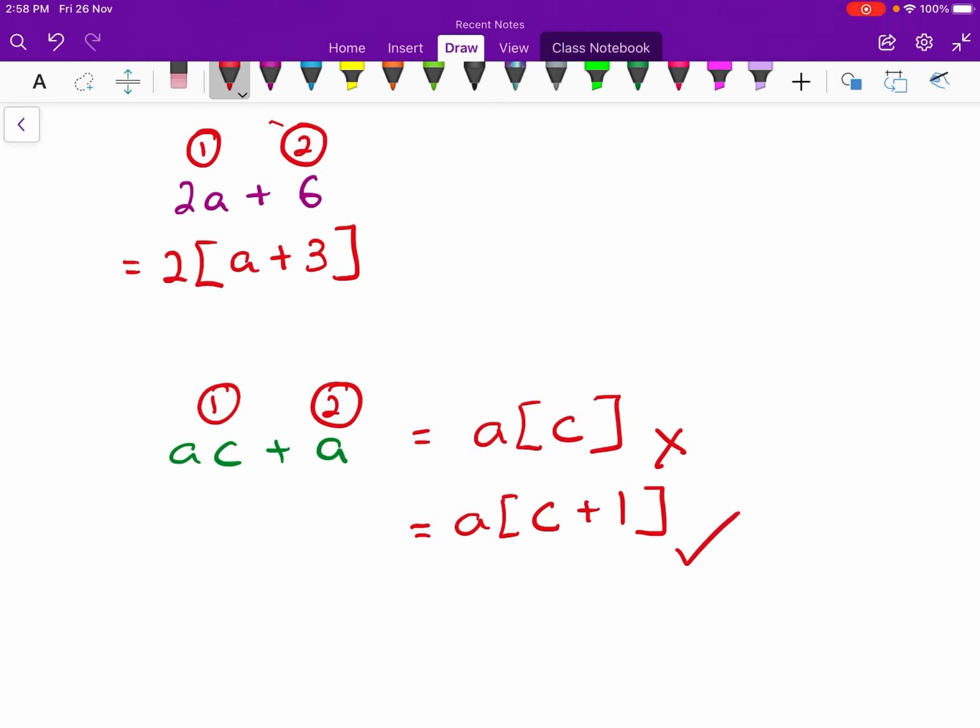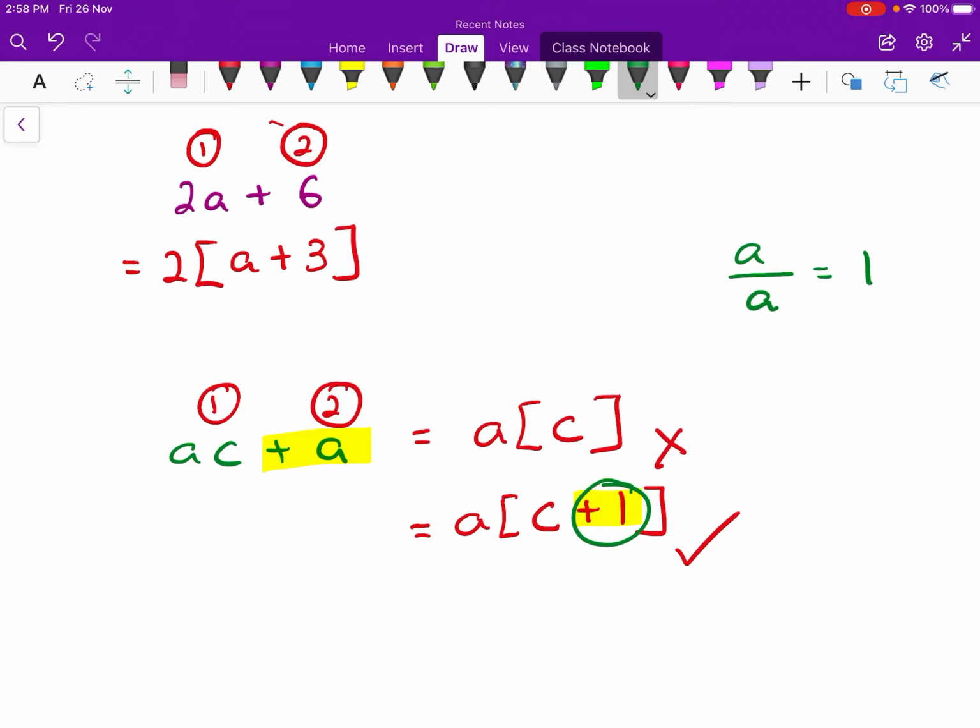So this is the correct form. Always remember there's a 1 behind. Because I take out A, if you look at the second term, taking out A means that I divide by A. So A divided by A is equal to 1. So there's a 1 here. That's how we do factorization by taking out the common factor.